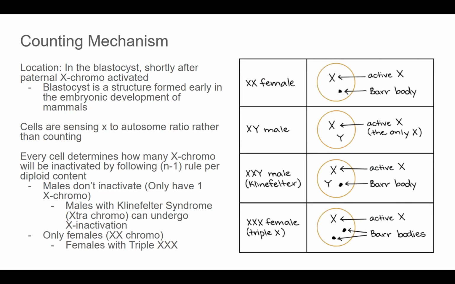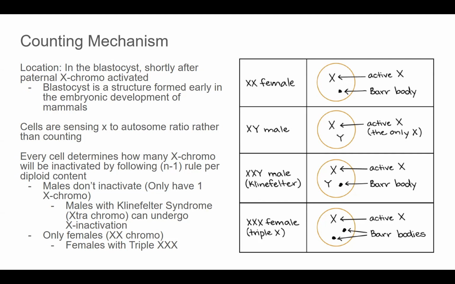Okay, so like Gato had briefly mentioned, the first step is the counting mechanism, and it is located in the blastocyst shortly after the paternal X chromosome is activated. The blastocyst is a structure formed early in the embryonic development of mammals. Now, rather than physically counting, the cells are actually sensing the X chromosome to autosomal ratio. So every cell determines how many X chromosomes will be inactivated by following the N-1 rule per diploid content.